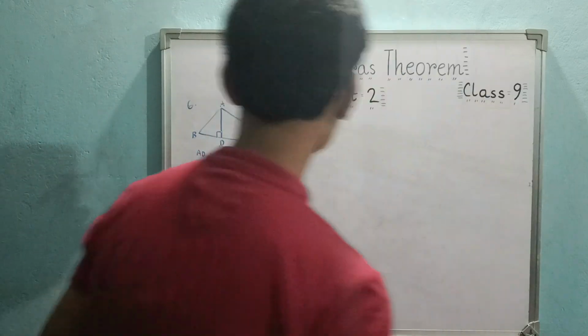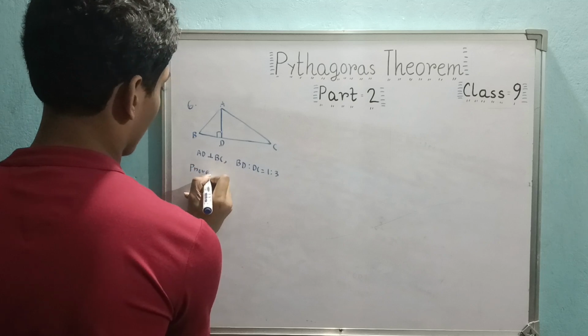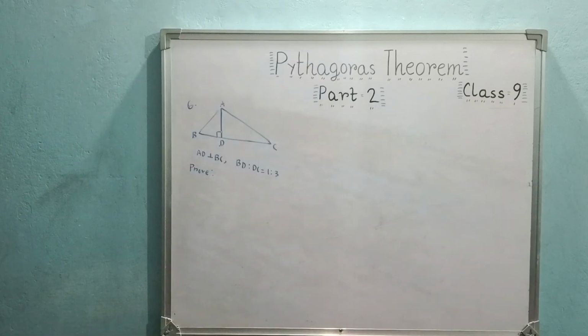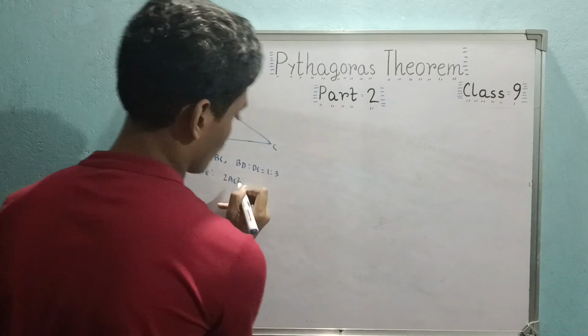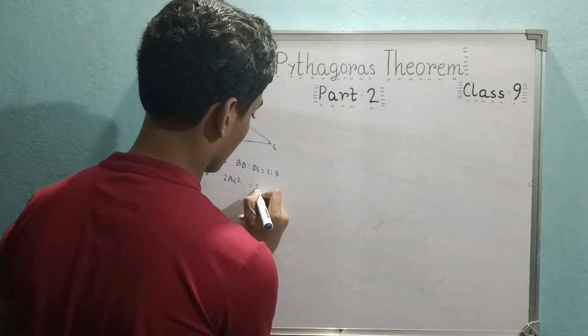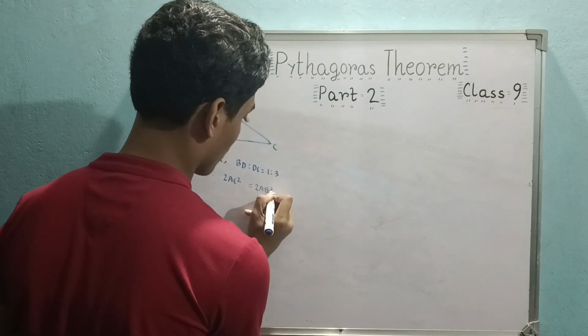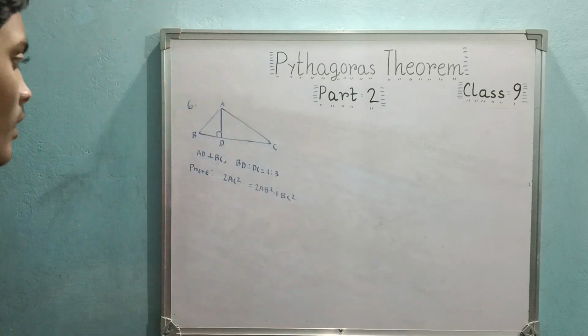Nice. Proof: 2AC square equal to AB square plus BC square. Alright, no issues.